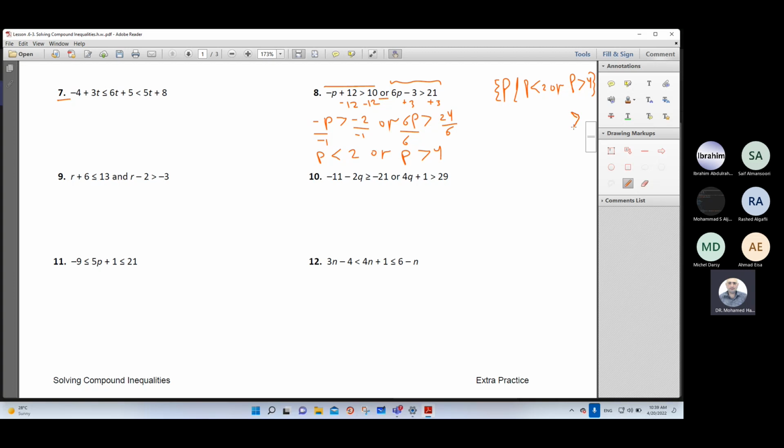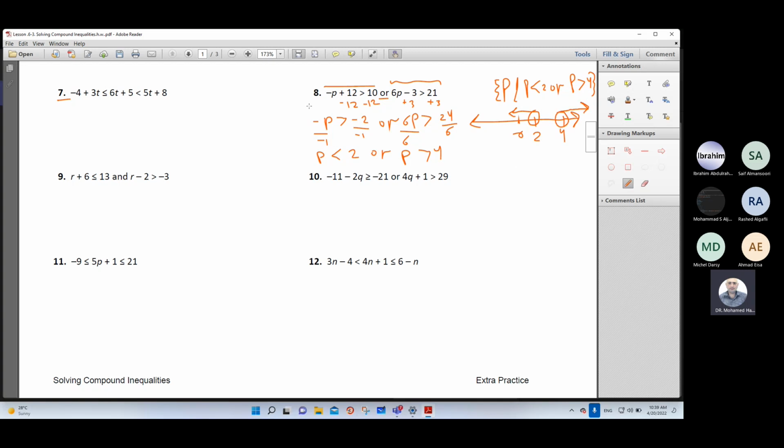Then the graph. The first value we have is 2, represent 2 here. We don't have equal in the sign, so draw an open circle, and b less than means the direction to the negative side. And here represent 4, and we don't have equal in the sign, so use an open circle, and b greater than means the direction to the positive side.